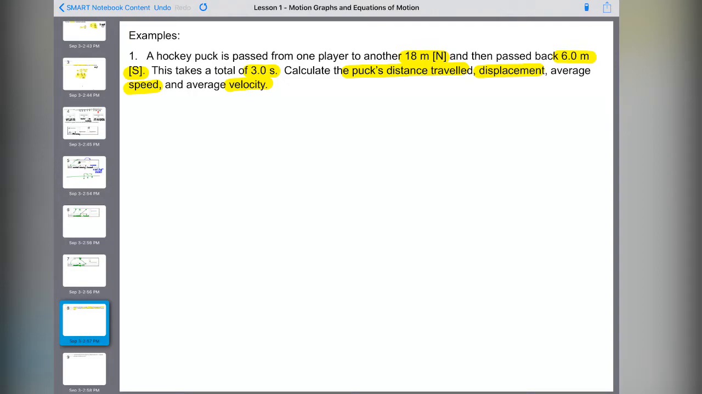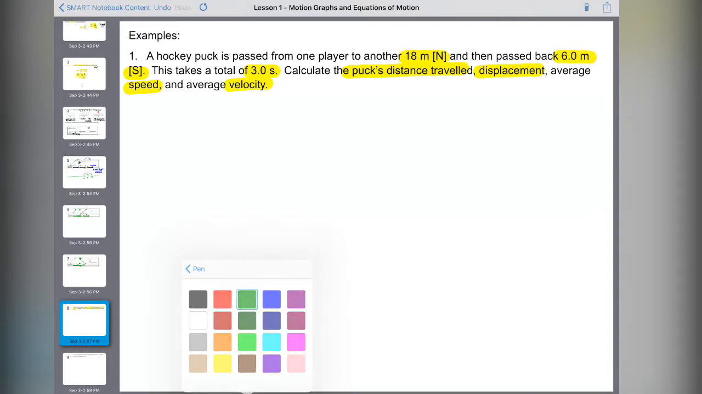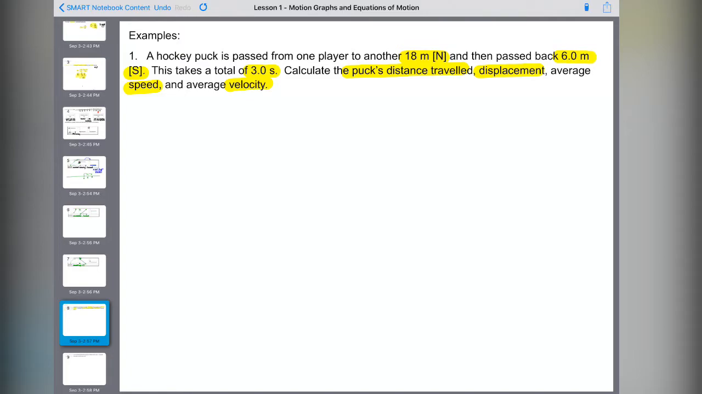Okay. You don't always have to draw a number line, but I don't know if that's going to be helpful for this one, but let's just see. Okay, a puck, this is your D1. Are we okay that this is your starting position? So don't forget the arrow. So I'm just going to say D1, initial position is 18 meters to the north. Okay, and then it's passed back to the final position, which is my D2, 6.0 meters to the south.